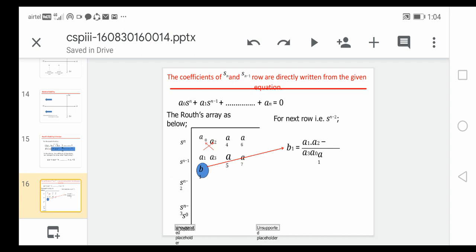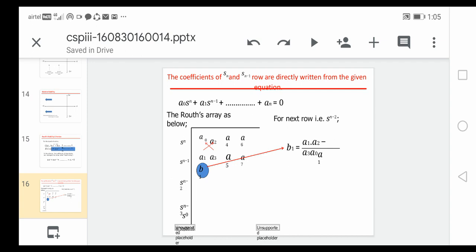Here, what is the coefficient of s power n? a naught. After that, all the even power coefficients we write down in the first row, and in the second row the odd power coefficients. In the third row, how do we get b1? It is a1 into a2 minus a0 into a3, whole divided by a1.